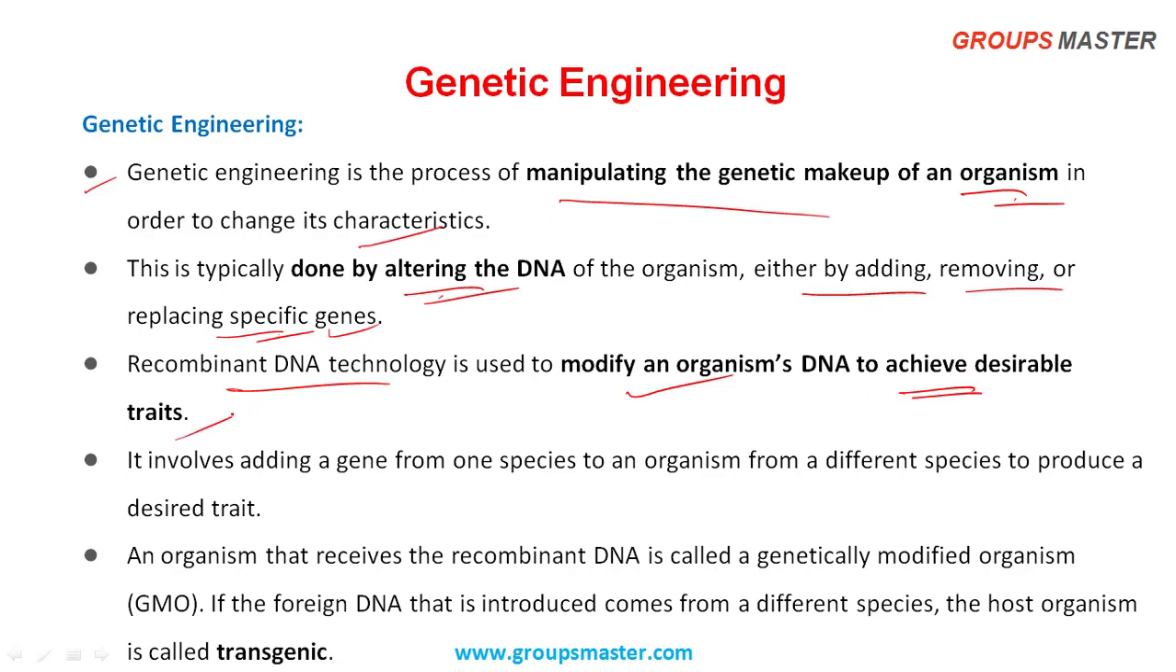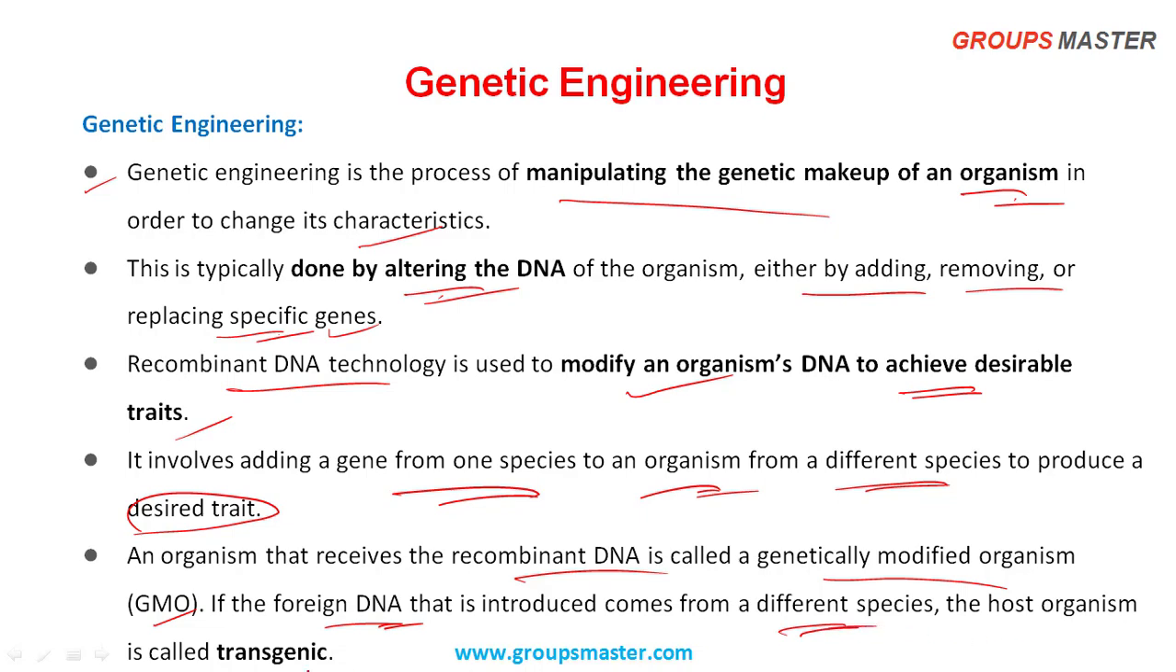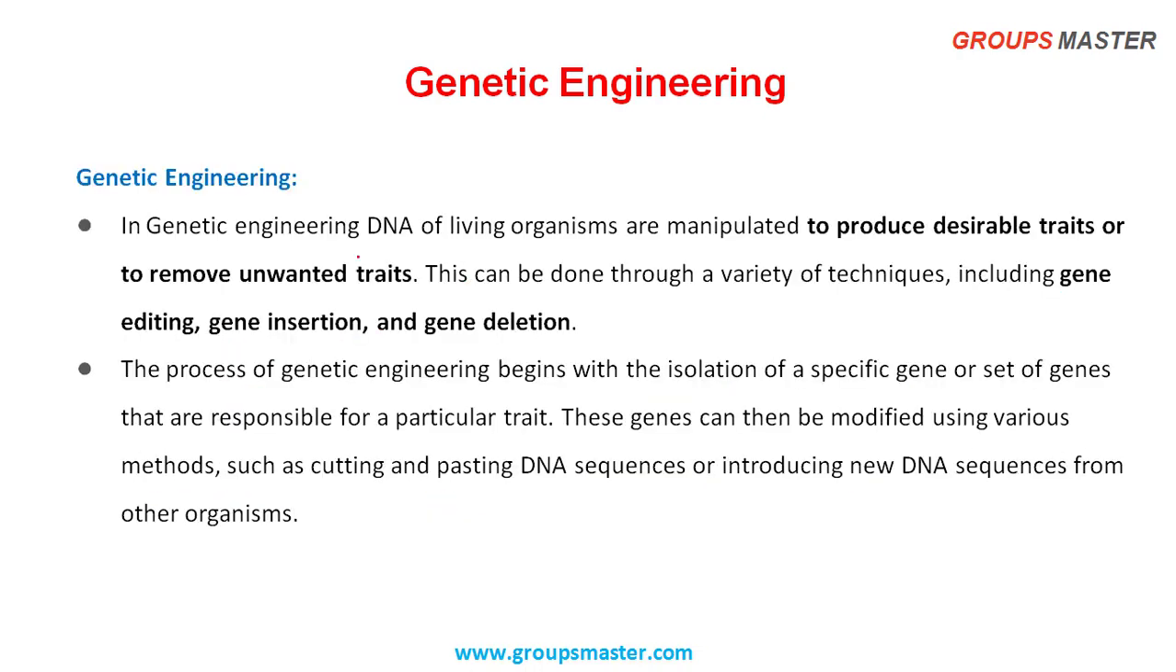This is revision series, so చాలా స్పీడ్గా మూవ్ అవుతాం. It involves adding a gene from one species to an organism or from a different species to produce a desired trait. An organism that receives the recombinant DNA is called genetically modified organism. Shortcut lo GMO antam. If the foreign DNA that is introduced comes from a different species, the host organism is known as transgenic.